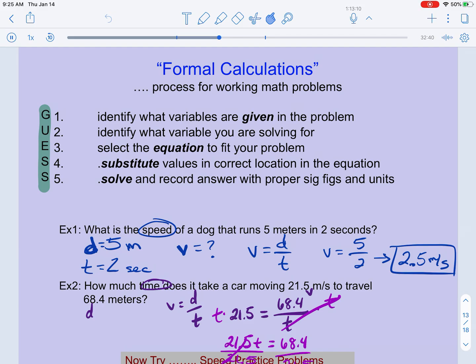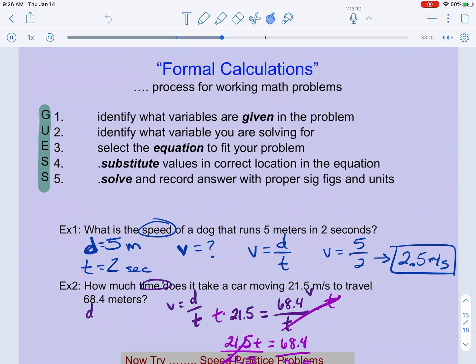So GUESS stands for a procedure. It doesn't mean just randomly pick a number. We're going to identify the variables that we are given in the problem. So in other words, we're going to read the sentence or read the story, and we're looking for values. We're looking for variables, for measurable information that we could use in our calculation, okay? Then we're going to figure out what exactly is the unknown. What is the thing that I'm supposed to be solving for?